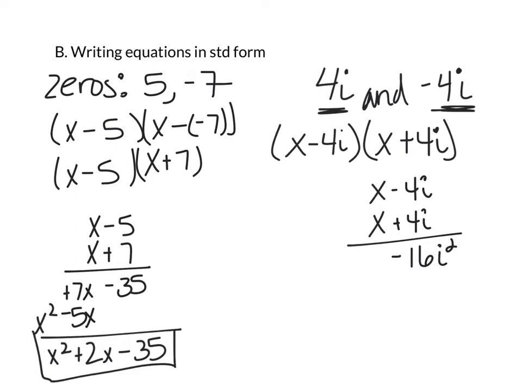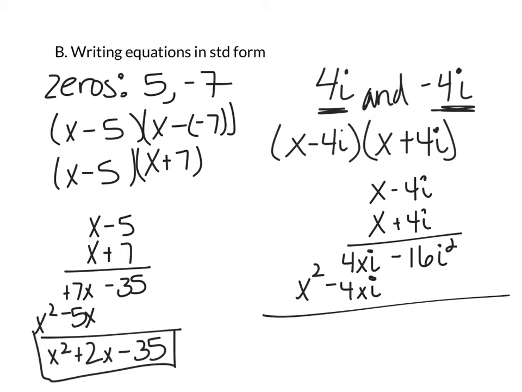-16i squared. I times i is i squared. Then we have 4i times x, so that's 4xi or 4ix. It doesn't really matter because multiplication is commutative. And then we are multiplying the x times the -4i, so we have -4xi. And then lastly, we have the x times the x, which is x squared.